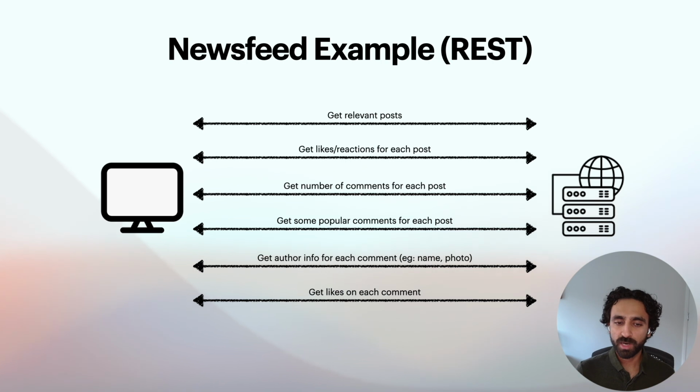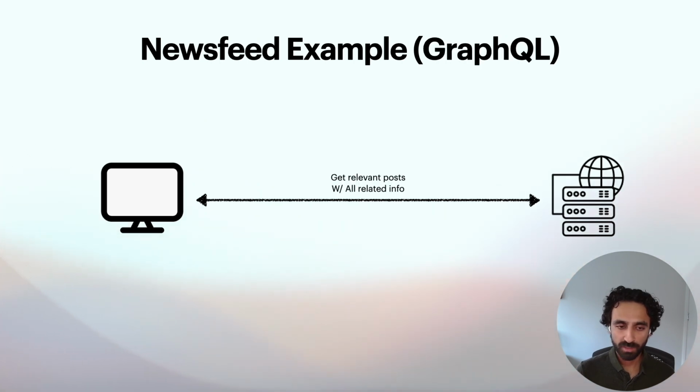So how does GraphQL help in this case? In case of GraphQL, you can make just one call and get all of that information. So I'm not saying that you should get all the information in one call, but you could. In case of GraphQL, front-end developer makes that decision on what to get in one call.